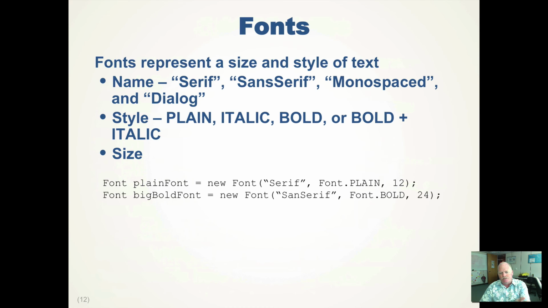So you build your fonts by saying new Font, and you give it the name, the style, and the size. Font has some static variables for plain, bold, and italic. And that builds you your font. You can then set the font on your graphics instance and then draw the string, and that will use that font to draw the string. So that's how you can have a bigger label and then a smaller label if you change the font.